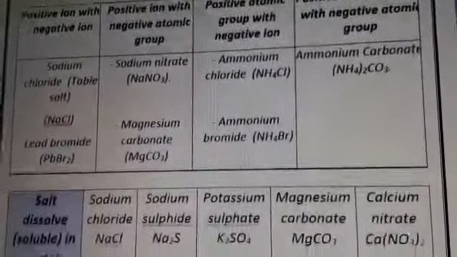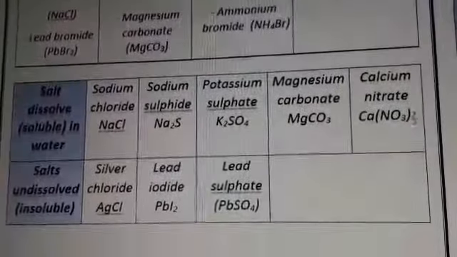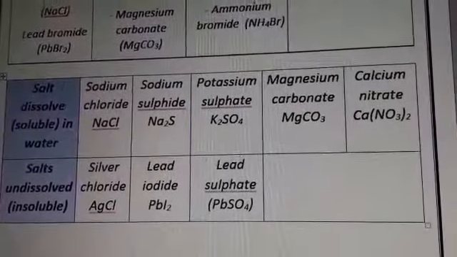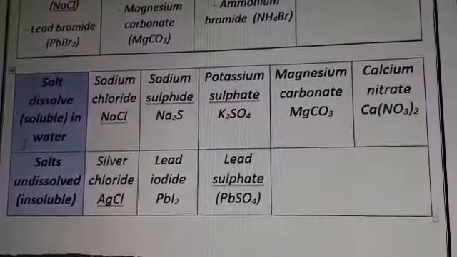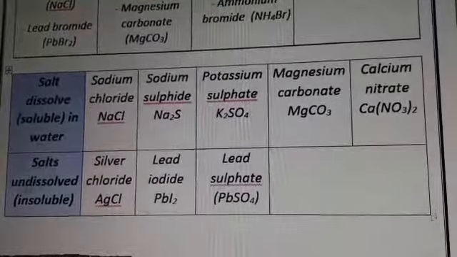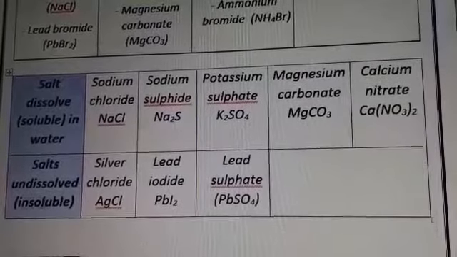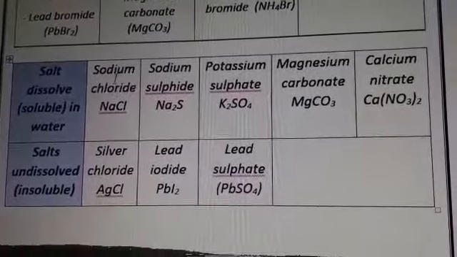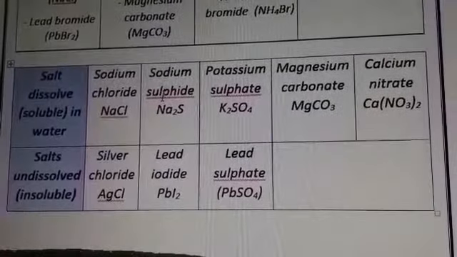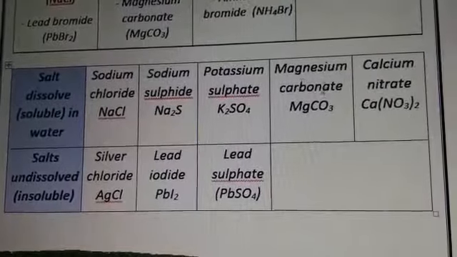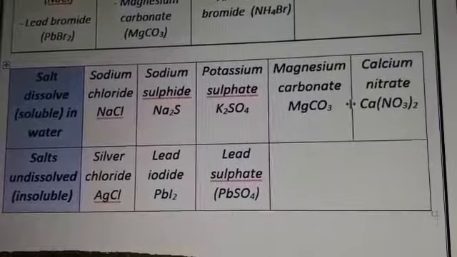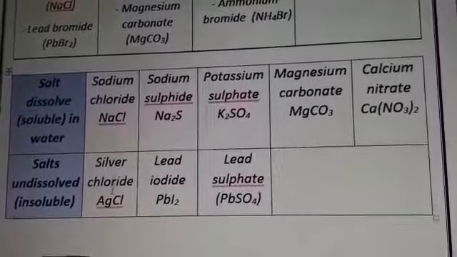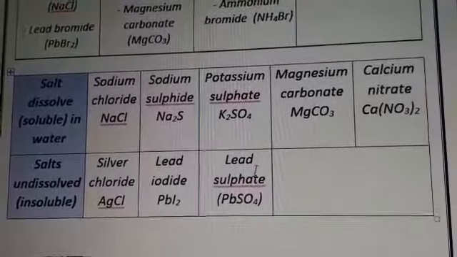Now we can differentiate between the different types of salts by dissolving in water. So we have salts dissolved or soluble in water, and we have other salts not dissolved or insoluble in water. The salts which dissolve in water are like sodium chloride, sodium sulfide, potassium sulfate, magnesium carbonate, calcium nitrate. The salts undissolved in water are like silver chloride, lead iodide, lead sulfate.